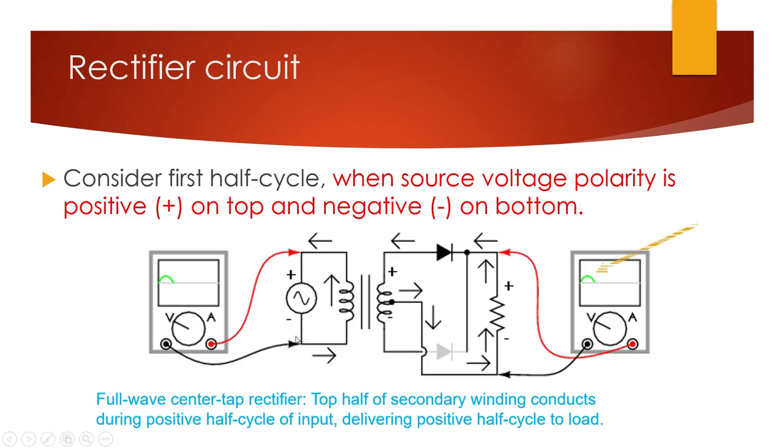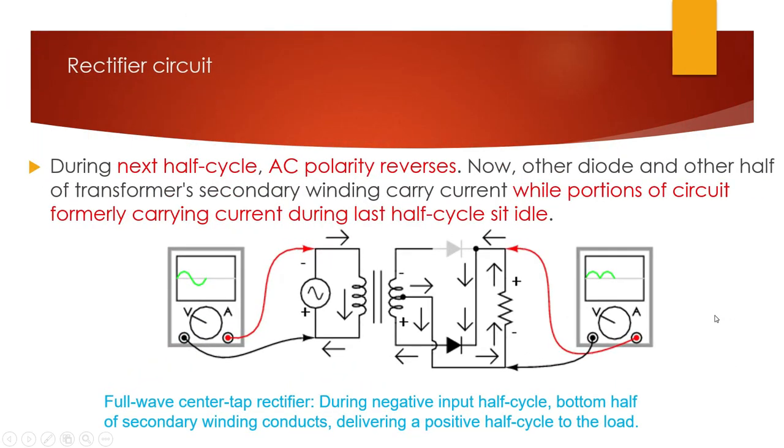Then in the next cycle, what will happen? Here we can see with this arrow, this is the output waveform. For the negative cycle, the polarity will change. The top one will become negative polarity and the bottom one will become positive polarity. The same will get transferred to the secondary. Now the top diode will become off, but the bottom diode will become forward biased. It will become on because its positive is connected to the P type and its negative is connected to the N type.